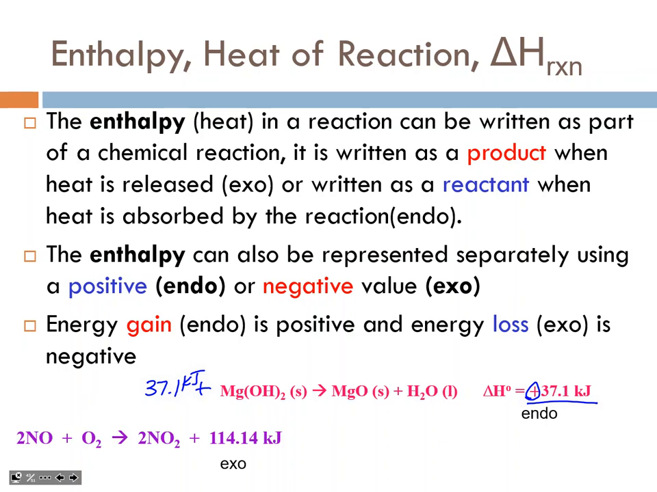This one's showing you the combining of nitrogen monoxide and oxygen to give you nitrogen dioxide, being exothermic. And this is where they wrote the energy in as a product. But they could also have just written it out next to the reaction and put negative 114 kilojoules. That is another way they could have written it to represent exothermic, so you know that it's a product because it has this negative sign right there.